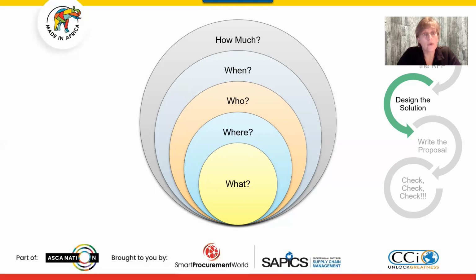When is the product required by? What timelines have you got in your mind in terms of how you will deliver it? Have you factored in the lead time required for raw materials and for delivery? These are all important factors when you're looking at writing the proposal, because you can't go and promise something and not deliver it. And lastly, how much is the product or service going to cost the client or customer?